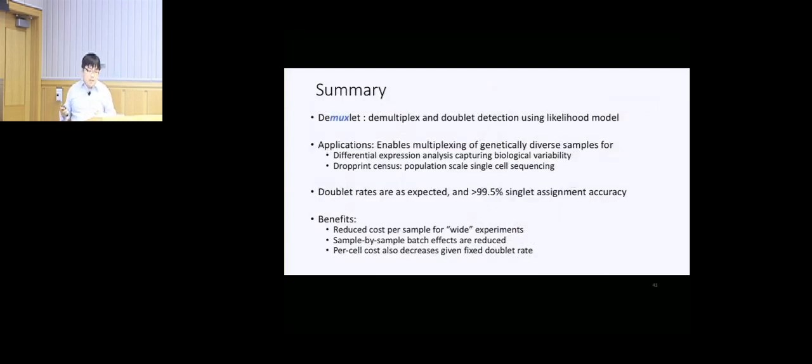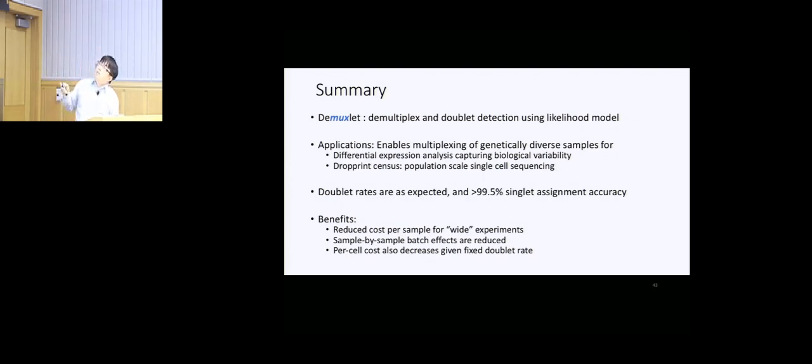So the summary is that we developed the Demuxlet method, which demultiplexes samples and does doublet detection using a likelihood model. Our method enables cost-effective studies of genetically diverse samples for differential expression and eQTL analysis. We call these per-individual profiles of this t-SNE plot a droplet print, because it looks like a fingerprint, and it actually is individual specific.